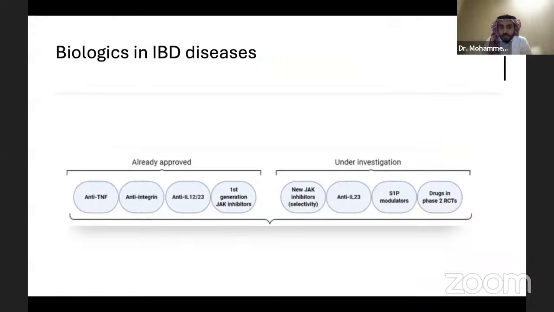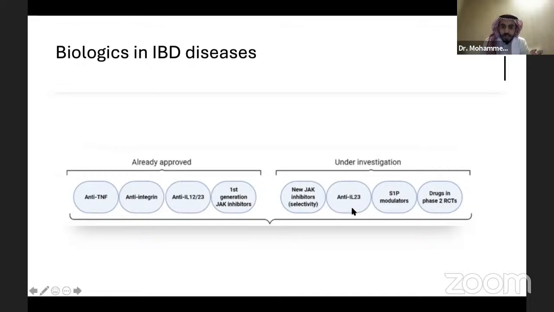In terms of biologics in IBD, there are already four classes approved and three or four under investigation. The commonest ones, as you all know, are the anti-TNF biologics, anti-integrin, and the anti-IL-12/23 axis, and then the first generation non-specific JAK inhibitors. They're still under investigation, some in phase 3 trials and some in phase 2, as specific JAK inhibitors that selectively inhibit some of the JAKs, not all the JAKs.